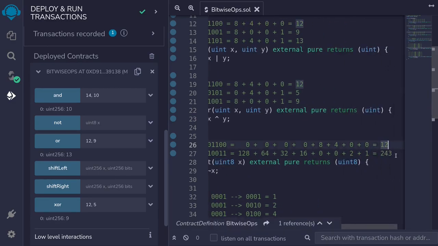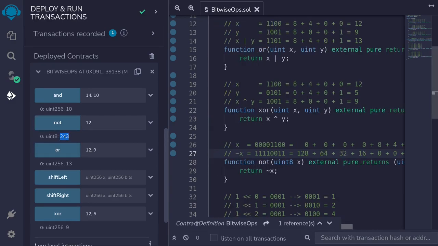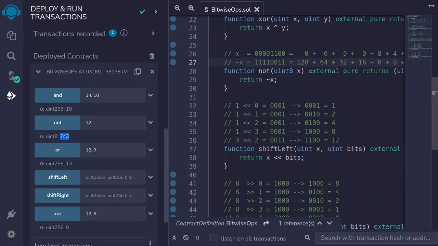We put in 12 and we should get back 243. Put in 12, and we get 243 back. Okay, let's move on. What is the next example?